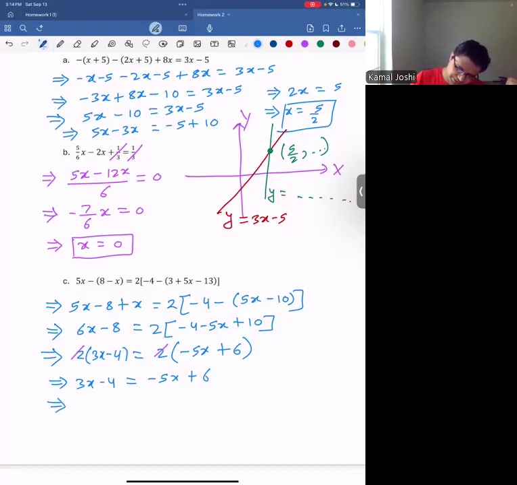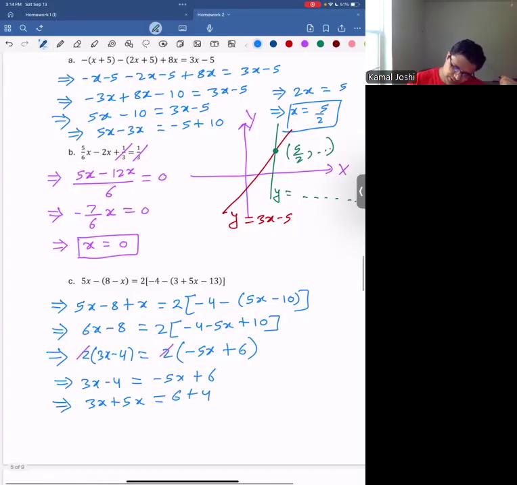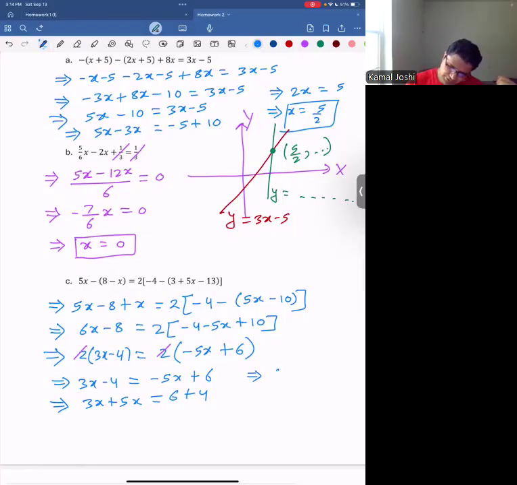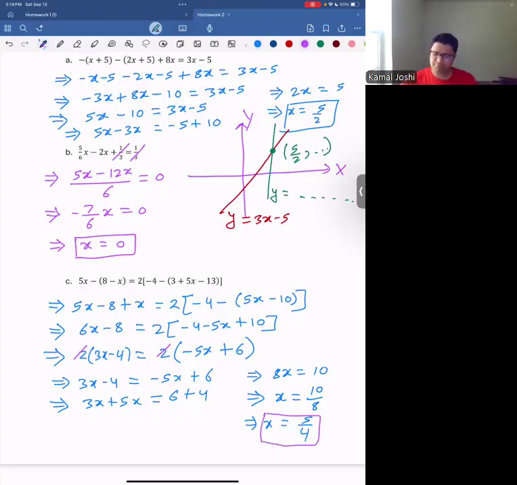Bring it to the left side, 3x plus 5x. Take minus 4 to the other side, and that gives you 8x equals 10. That gives you x equals 10 over 8, which is basically 5 over 4. Cancel 2 and 2, you get 5 over 4. Okay.